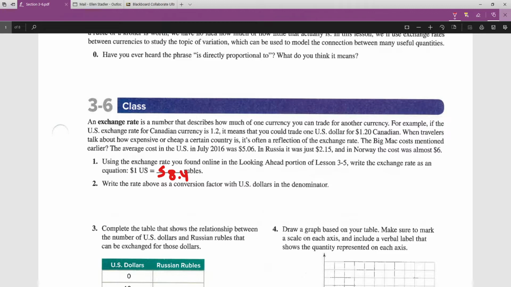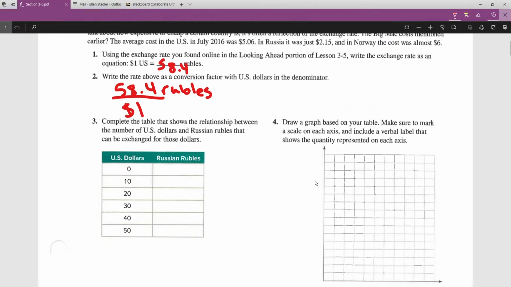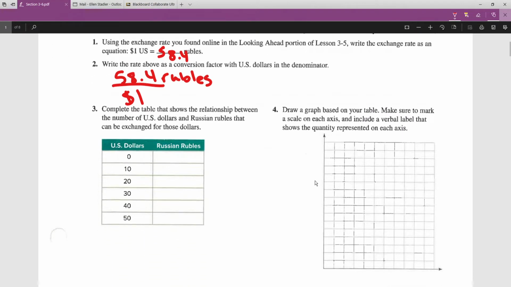We did this a while back when we did the conversion fractions. So I want to write a fraction with $1 in the bottom. So what should go on top? The 58.4 rubles. We can now use this to calculate and convert between US dollars and Russian rubles.